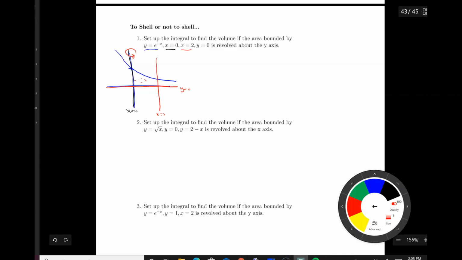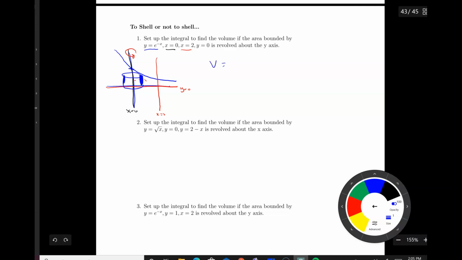So if I try and draw rectangles perpendicular to the axis of rotation, I would have rectangles that would touch different top functions. So that is not a good choice. So let's not do those. And instead, let's draw rectangles that are parallel to the axis of rotation. So parallel gives me a shell.